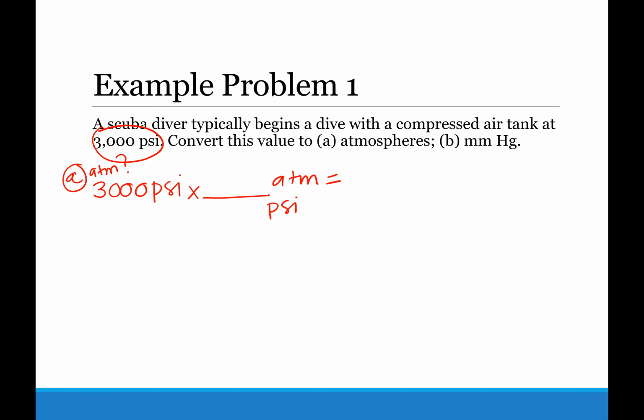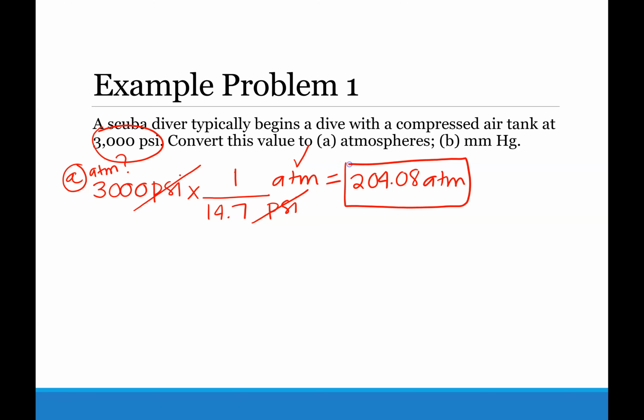And so previously we saw that in 1 ATM, there was 14.7 PSI. So PSI's cancel and we're left in units of ATM. So in your calculator, 3,000 divided by 14.7 equals 204.08 ATM. So that's the answer for letter A.